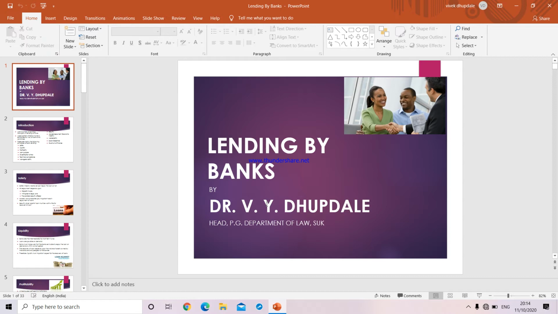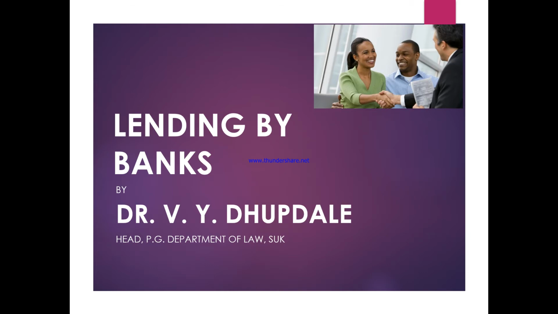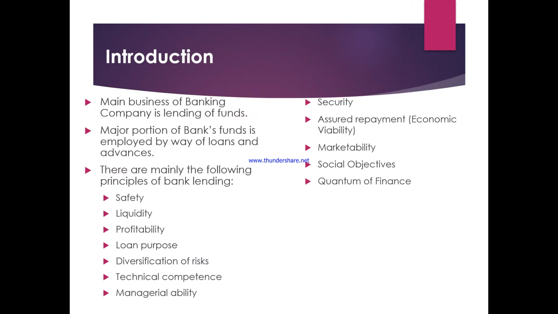Today we are going to deal with lending by banks. Lending means giving loans. The main business of a banking company is to lend funds. The major portion of banks' funds is employed by way of loans and advances. But before lending any kind of loan, the bank has to keep in mind the following principles. The three main principles are safety, liquidity, and profitability.